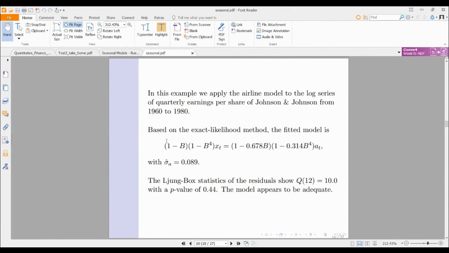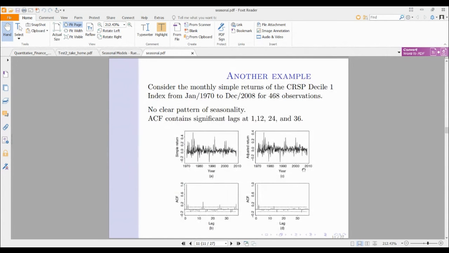So after using the exact likelihood method, this model came out for our Johnson & Johnson quarterly data. And it gave a Ljung-Box statistic when using 12 lags of 10 with a p-value of 0.44, which means that you fail to reject and thus the model is adequate. So another example. Now, this is not quarterly data anymore, this is monthly returns data. So if you have returns data, you probably don't need acceleration, right? Because monthly returns are already growth rates, right?